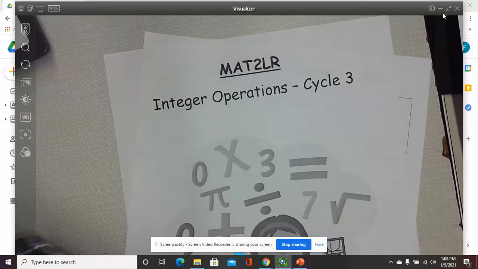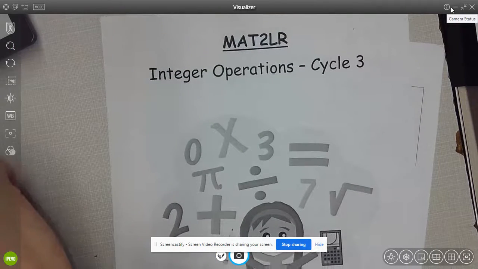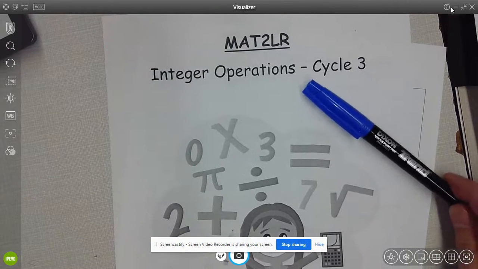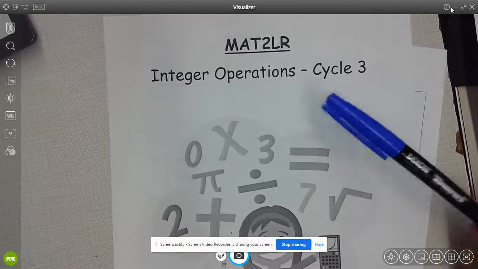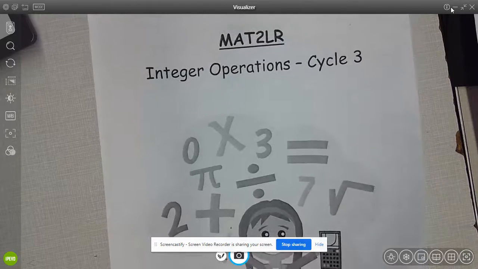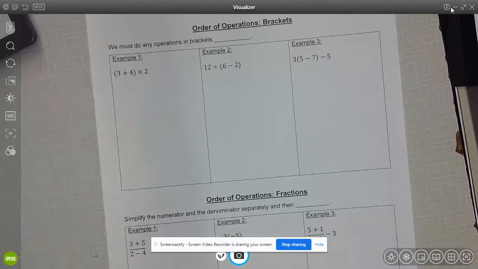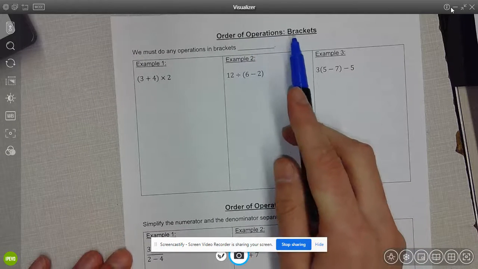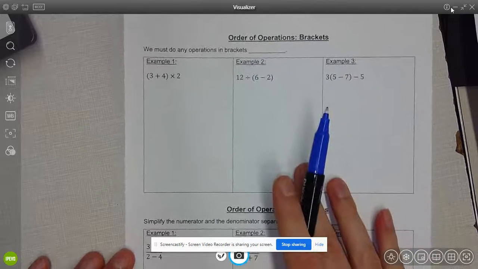So this is again in integer operations, cycle 3. This is your blue booklet that everyone has in their binders. I don't have blue paper, there's a blue pen. But this is in your blue booklet. So if you want to pause the video to find your blue booklet, and the page that we're going to work on today at the top says order of operations, but now we're going to add brackets.